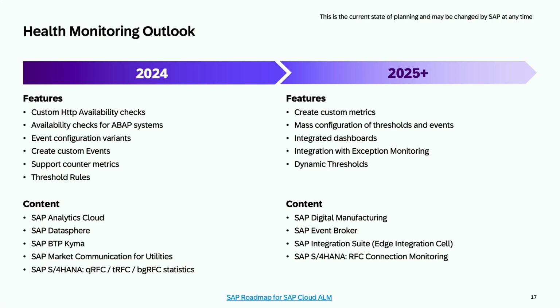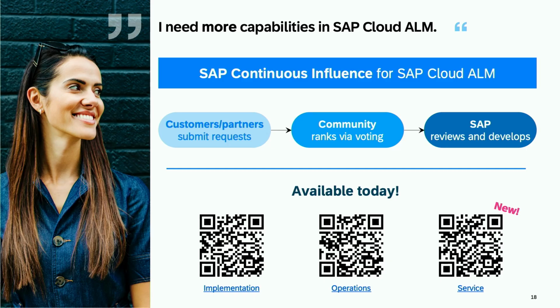On the content side, digital manufacturing, event broker, integration suite, and edge integration cell are on the list. I assume also some more next year. And also something which comes from the influence request: RFC connection monitoring on S4HANA systems, so that you can say in SM59, I want to monitor some destinations and know when they are not responding anymore.